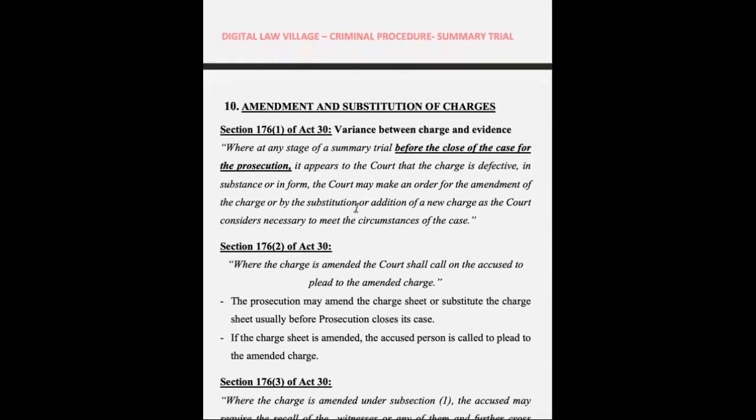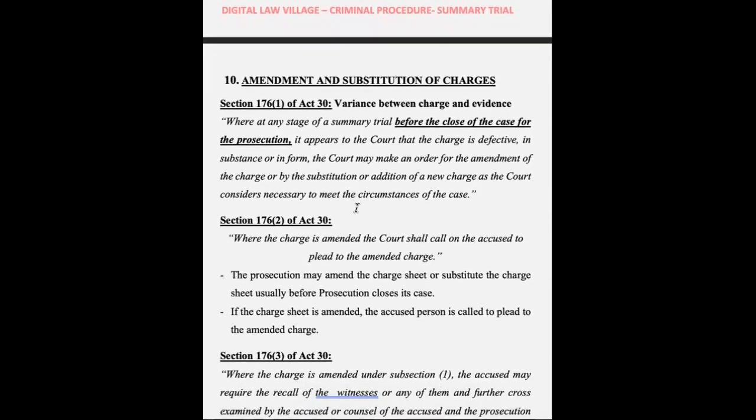But before they close their case, sometimes they may want to amend some of the charges. Sometimes they look at the evidence they have brought and the charges they have brought against the accused person, and realize that they may not be able to prove the offenses. So at that point, they may want to amend or substitute some of the charges. Look at Section 176 of Act 13. This is what it says.